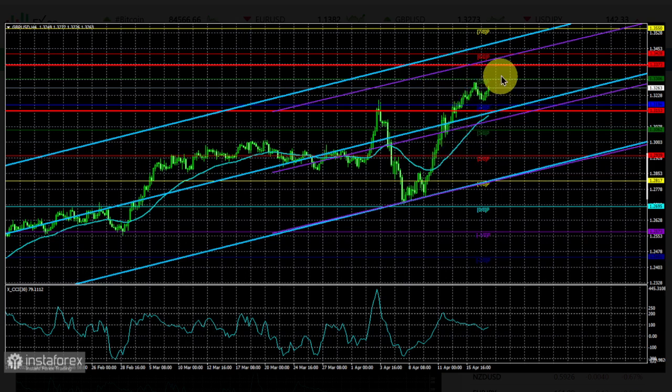Sell orders remain attractive, with targets at 1.2207 and 1.2146. But now, the market isn't even considering buying the US dollar, while Donald Trump continues to trigger new sell-offs of the American currency.